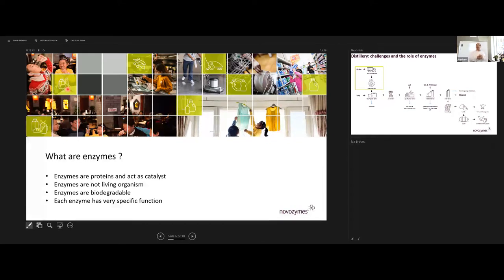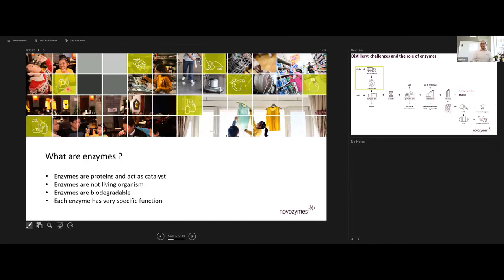And I must say about baking, the bread, you get those fantastic breads. It is from enzymes. So enzymes are everywhere. They are proteins and they act as a catalyst. So basically they make this reaction more energy efficient as well as more accelerated. And that's where the enzymes play a role. And enzymes are not living organisms. They are like proteins. Compared to chemical catalysts, they are biodegradable. And each enzyme has a very, very specific function.